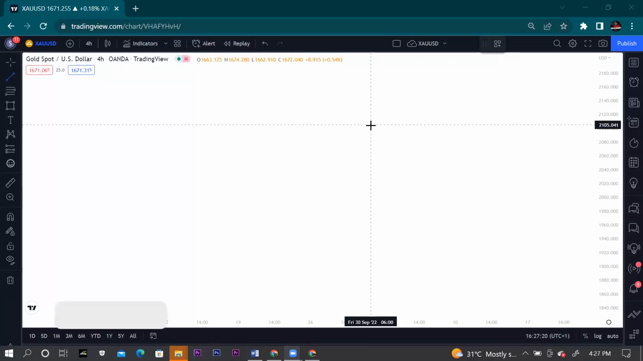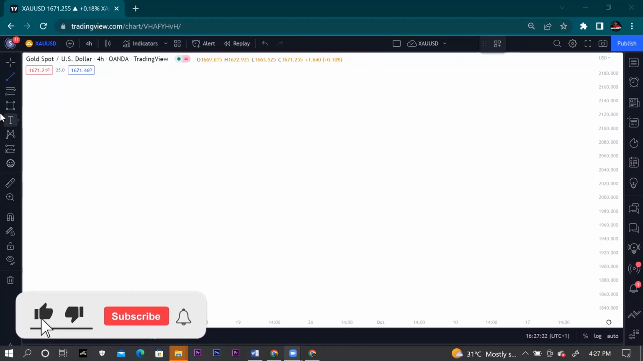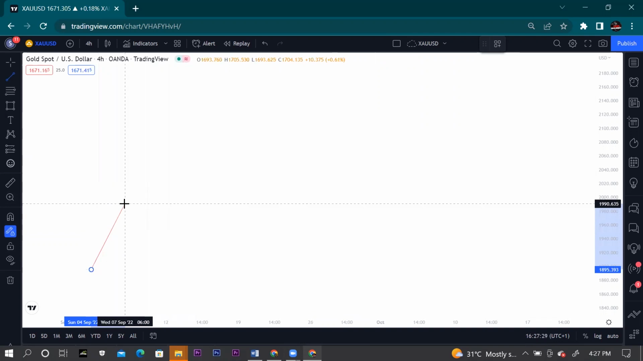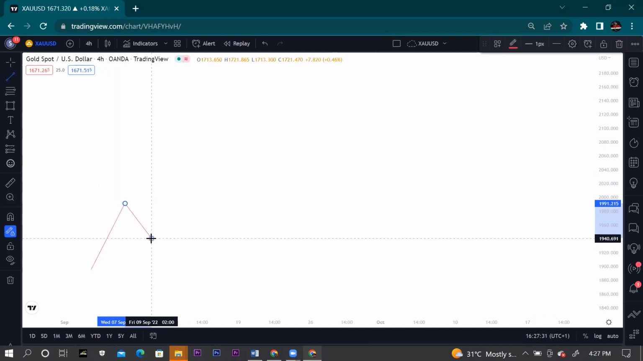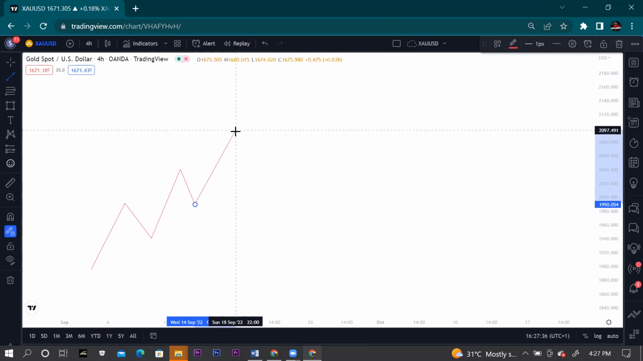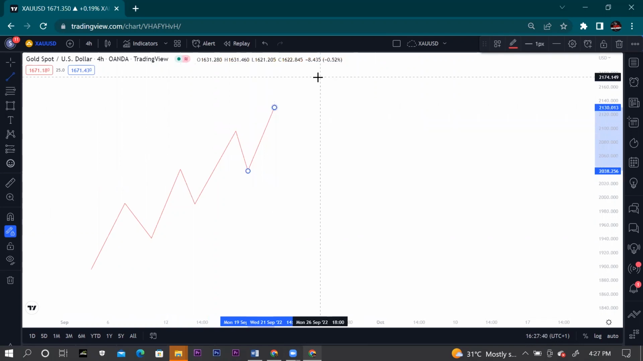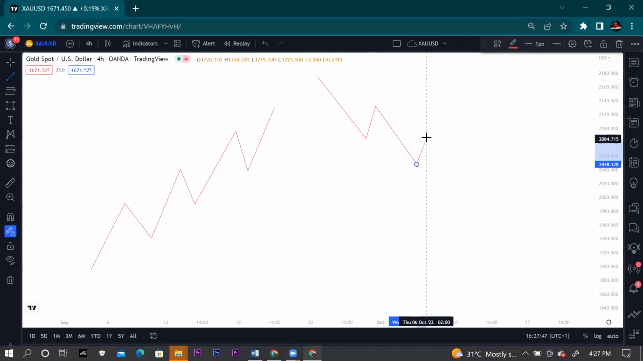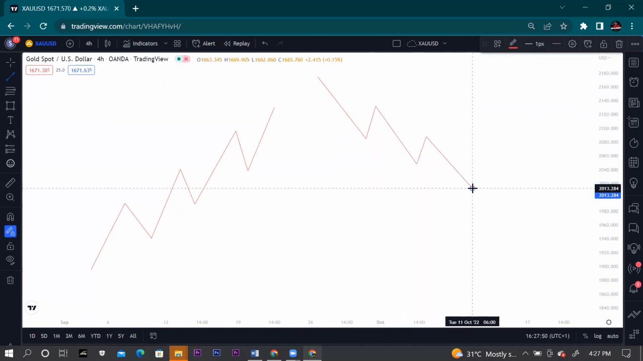So before we get started, I want to show you the way gold moves. I always try as much as possible to keep showing you the way gold moves. Let's say we are in an uptrend, gold creates higher highs, higher lows, higher highs, higher lows. Something like this. It's also applicable in a downtrend, where it creates lower lows, lower highs, lower lows, and so on.